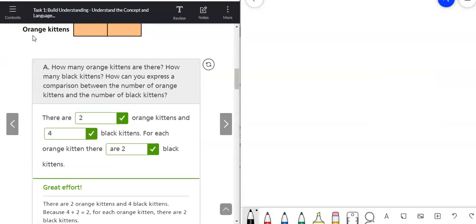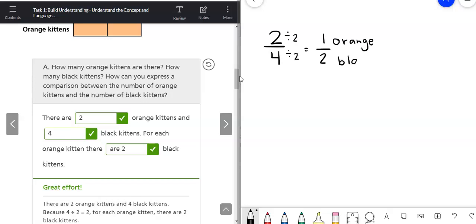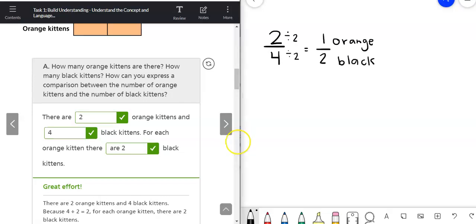Okay, so I'm going to write this as a fraction. There are 2 orange kittens and 4 black kittens. For each orange kitten, there are blank black kittens. So there are 2 orange, 4 black. If you look at that, this is one way we can write a ratio. Since we can simplify that, we're going to simplify it by 2, and we get 1/2. So remember, orange was on top, black was on bottom. So 1 orange kitten to 2 black kittens. And that's how you get the answer.